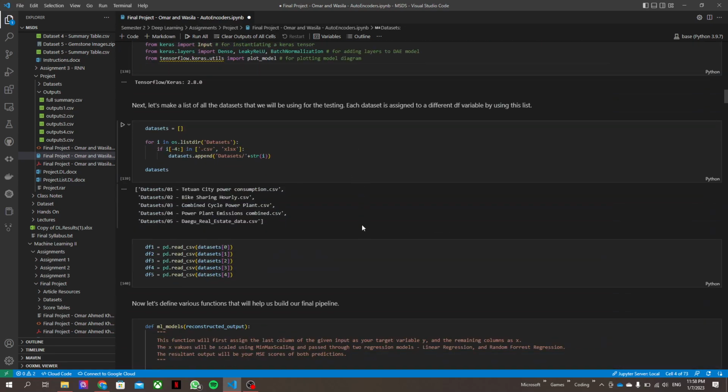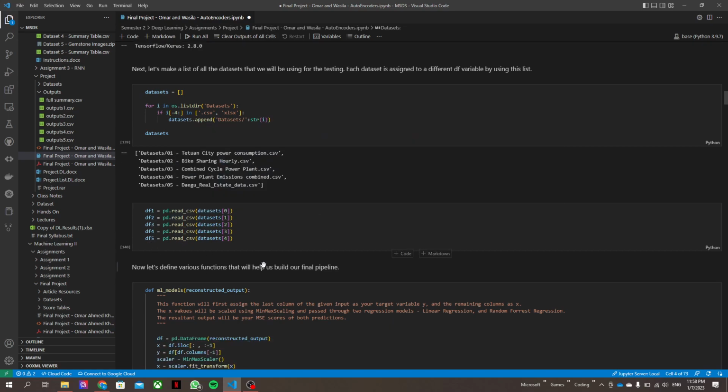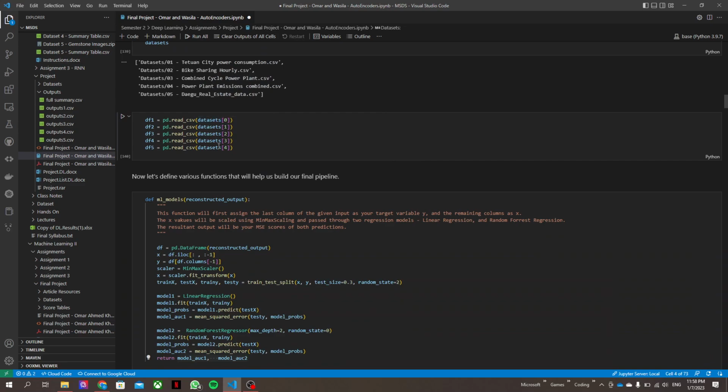First, you can see that I initialized an empty list called datasets, and then I appended all of the files that we're going to be using into that list. This was only done for easier assignment later on. Here, as you can see, I've done df1, df2, df3, df4, df5. These are the five variables that I've assigned for the five different data frames, and these are the respective items on the list.